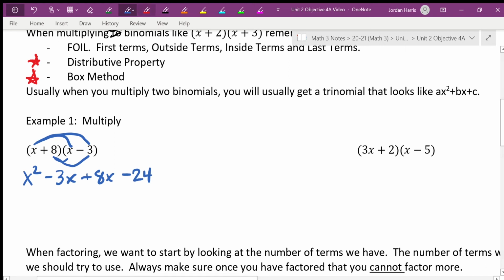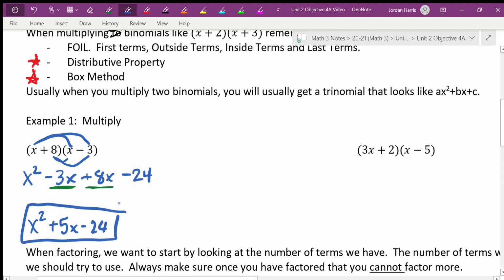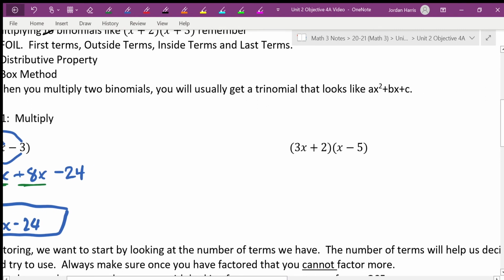And all we do is combine like terms. So remember, like terms are the same variable with the same power. So there's nothing else with an x squared. There are 2 things with an x, and there's nothing else with just a number on its own. So we get x squared plus 5x minus 24. You just combine the front parts. Do not get rid of or change the variable. Okay, so negative 3 plus 8 is positive 5. Done. Multiplied out.